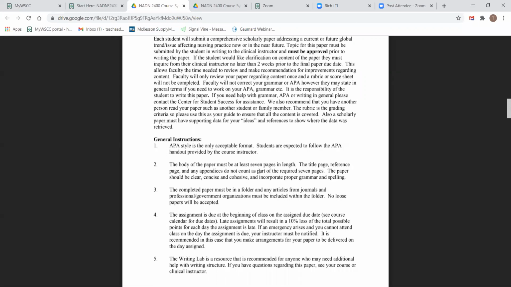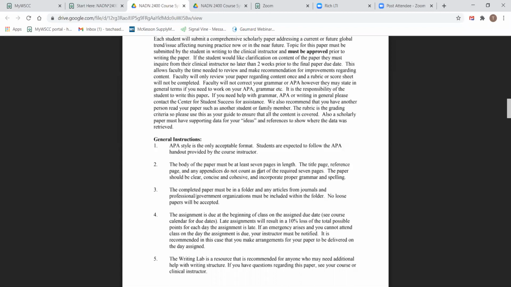Do not go down a path that you think will work and not have it approved. We want to make sure that you are on the right path, that you're not wasting your time doing something that is just not going to work. So again, make sure that you are working with your clinical instructor on that paper. Put it in writing, make sure you get the topic approved.